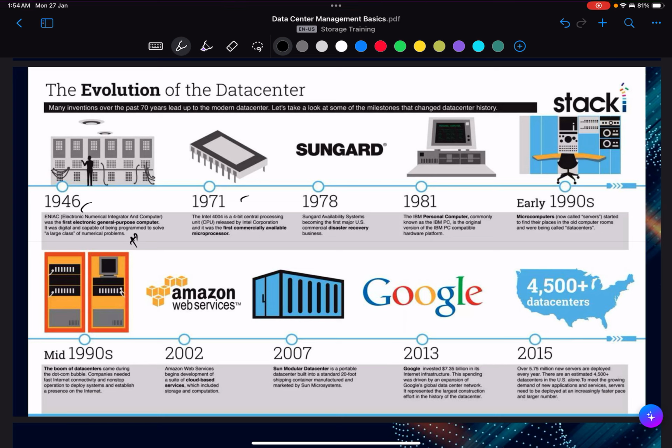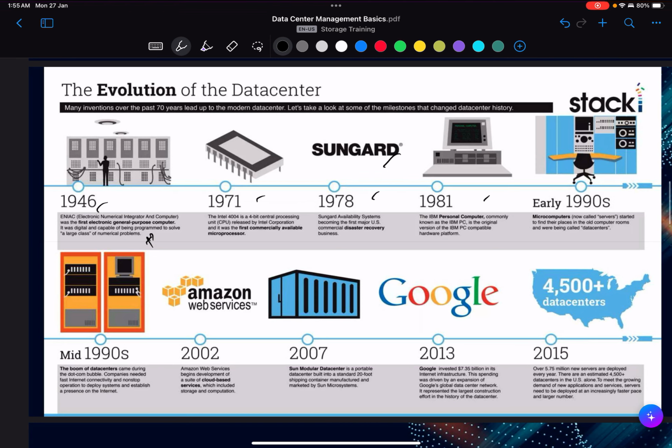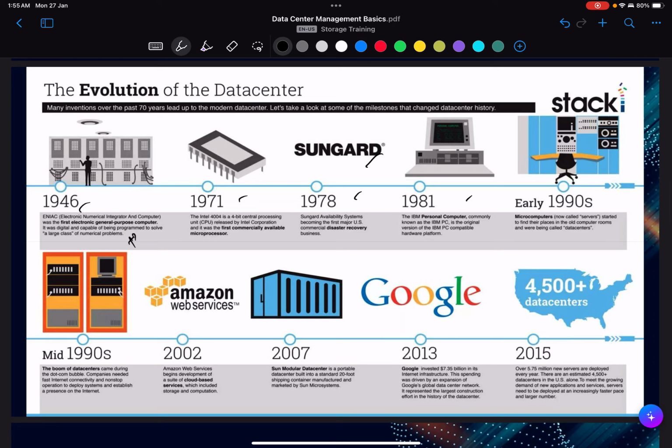Then you can see that in 1971 the Intel CPU came, the first commercially available microprocessor. Then in 1978, the SunGard availability system became the first major US commercial disaster recovery business. And now you know that SunGard is still one of the biggest vendors for DR solutioning. Now in 1981 the personal computer came, a PC capable hardware platform, and it changed a lot of stuff, I can say that.